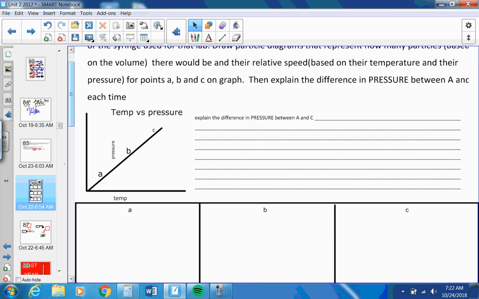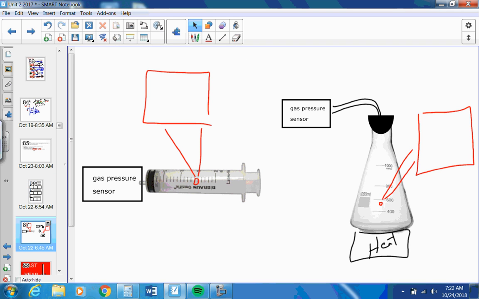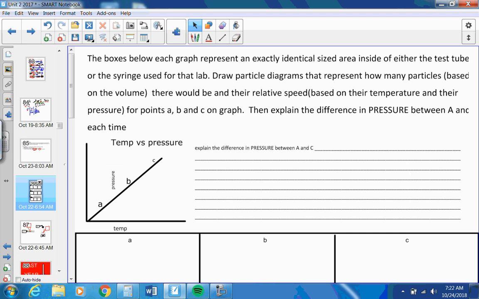Temperature versus pressure. What did we find out when we did temperature versus pressure? We found out the more we heated this, the higher the pressure went. And so the cooler the temperature, the lower the pressure. In other words, they're directly proportional, as long as we have it in Kelvin. And that graph looked like this graph.